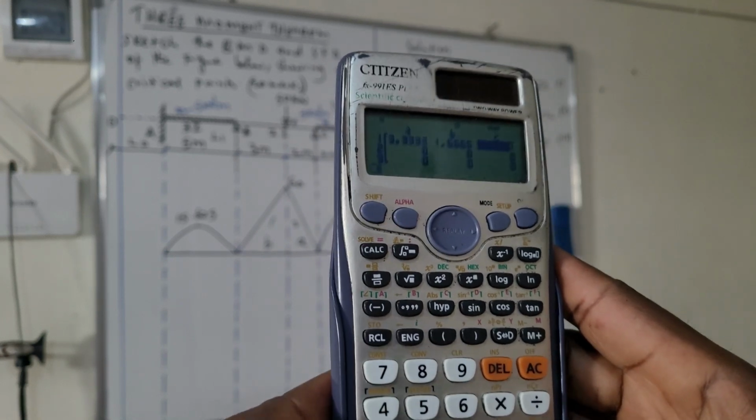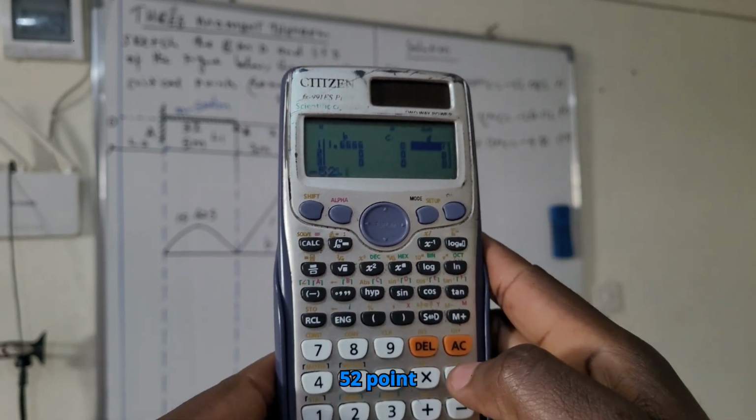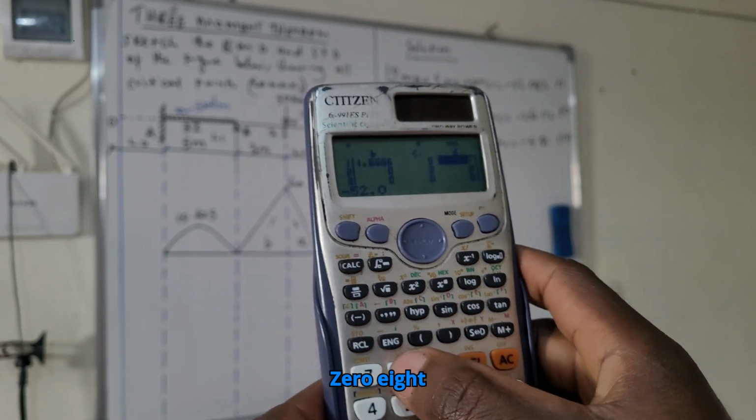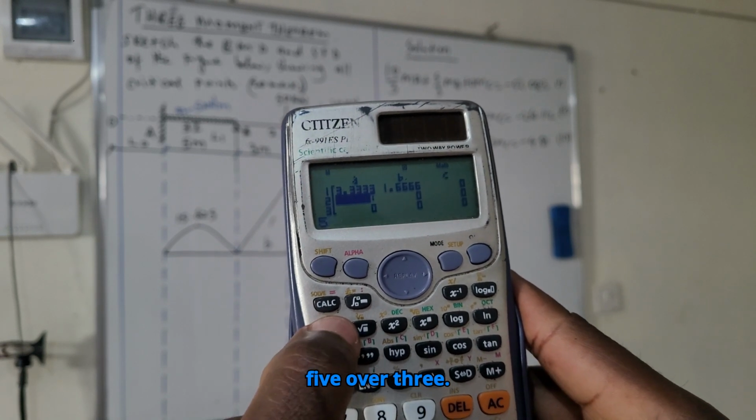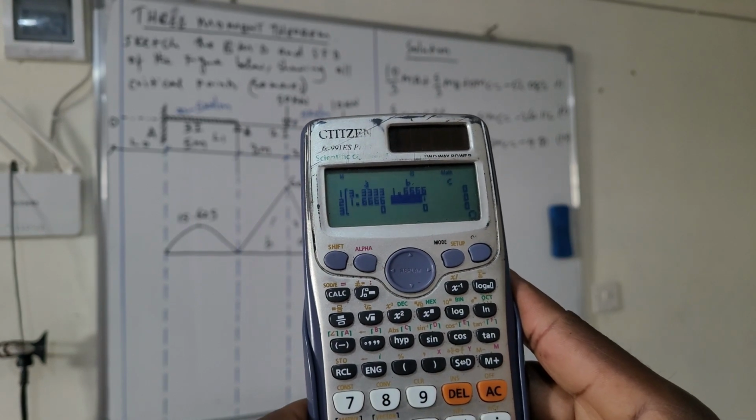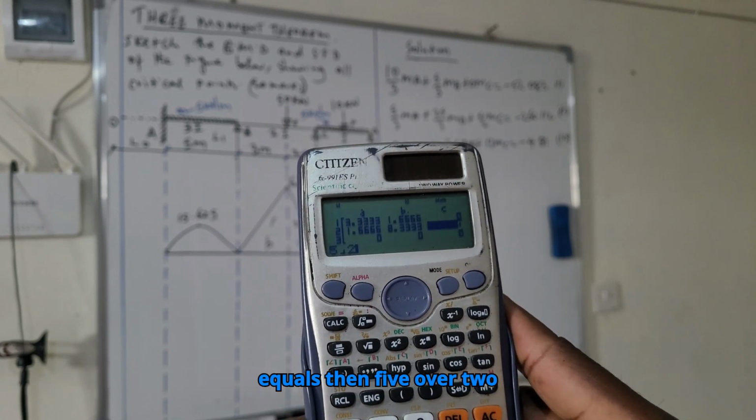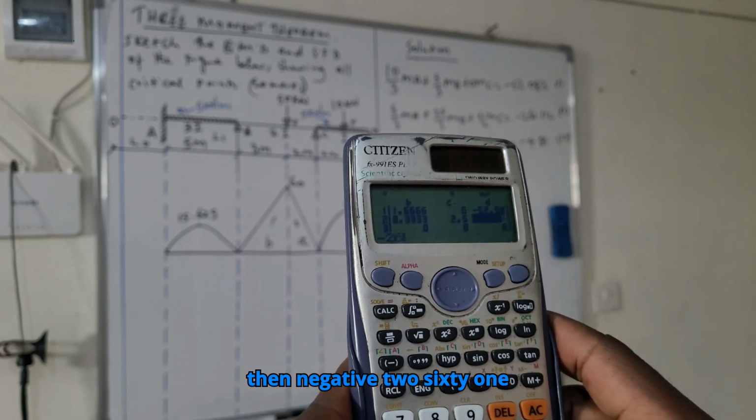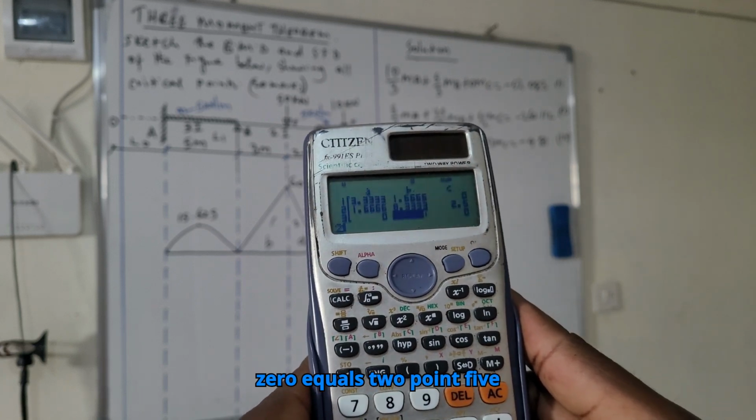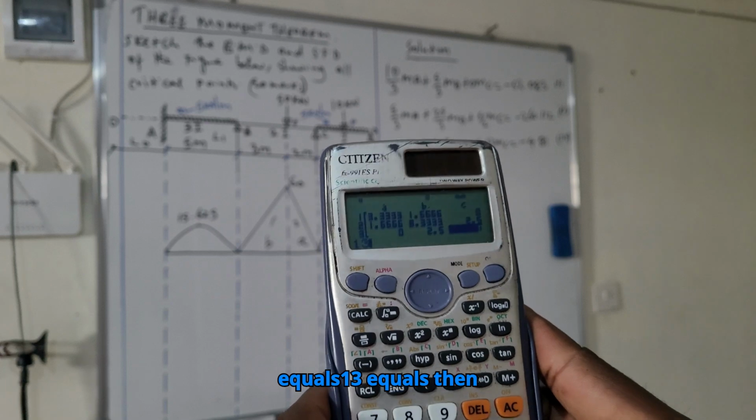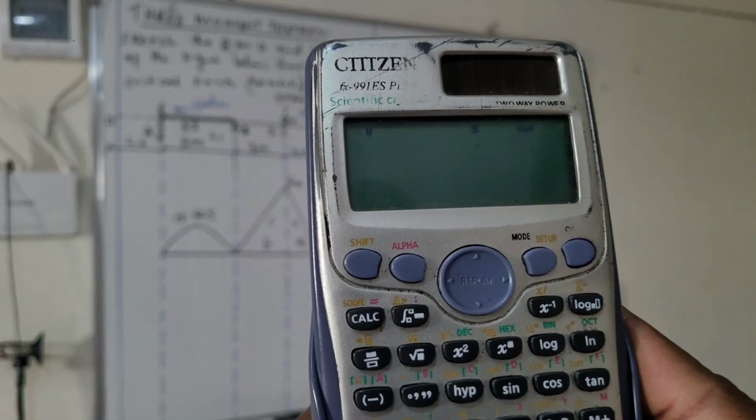equals 0, then negative 52.083, then 5 over 3, 25 over 3 equals, then 5 over 2, then negative 261.112 equals 0 equals 2.5 equals 13 equals, then negative 481. Then you press equals again.